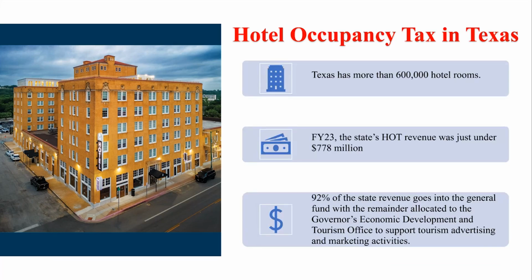Texas has more than 600,000 hotel rooms in the state, and as of FY 2023, the state's HOT revenue was just under $778 million, and 92% of those state revenues go into the general revenue, with the remainder allocated to the governor's Economic Development and Tourism Office to support tourism, advertising, and marketing activities.